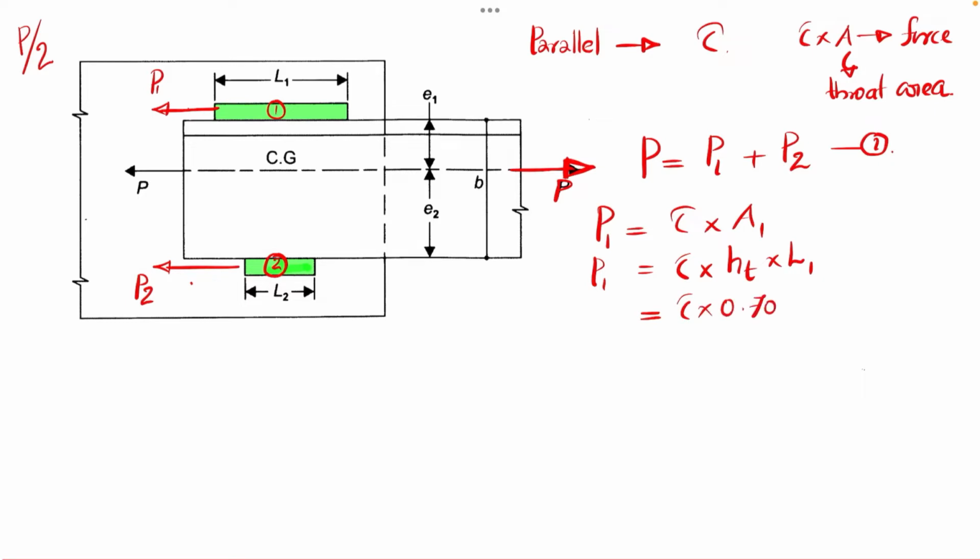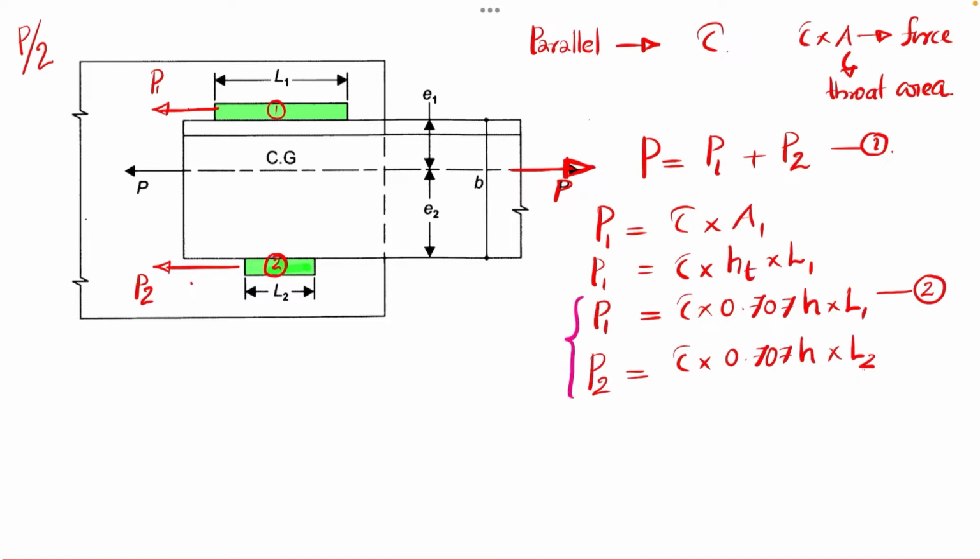We are already knowing this. Then I can write this as tau into 0.707 into H into L1, where H is the leg of the weld. So this is P1. In a similar way, this I will be calling it as equation 2. And in a similar way, P2 is equal to load taken by the lower part. The same I can write it as tau into again 0.707 H into the length of the weld L2. So these two values I can use in this one.